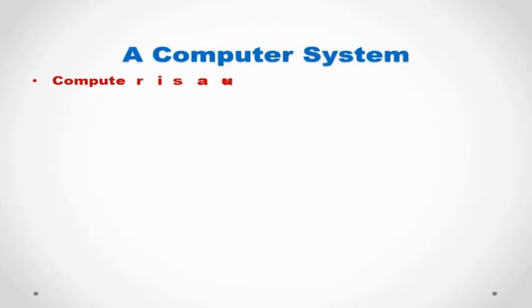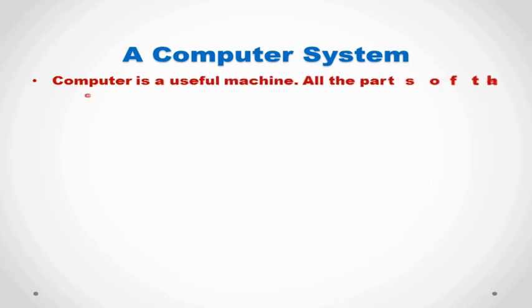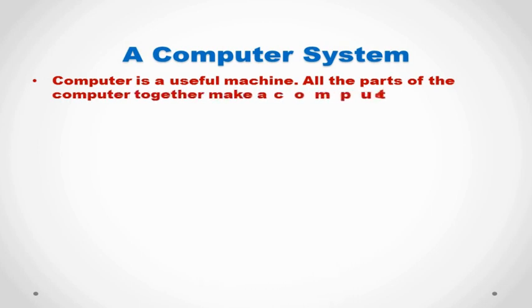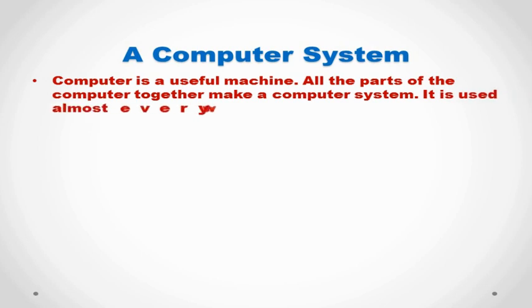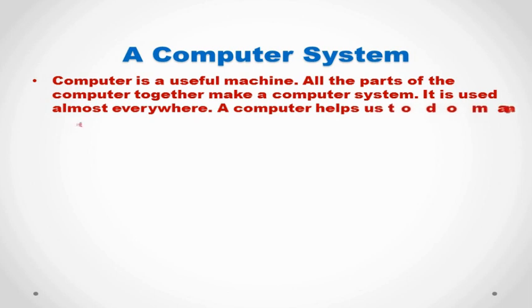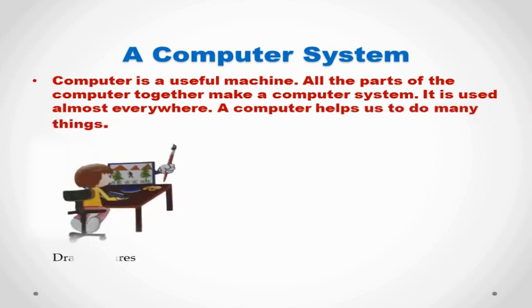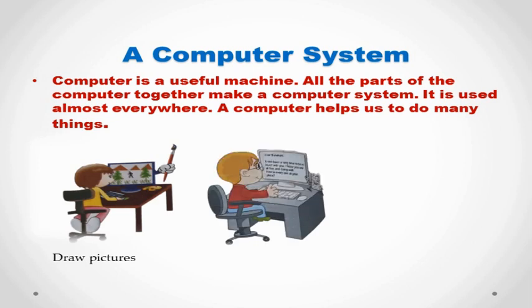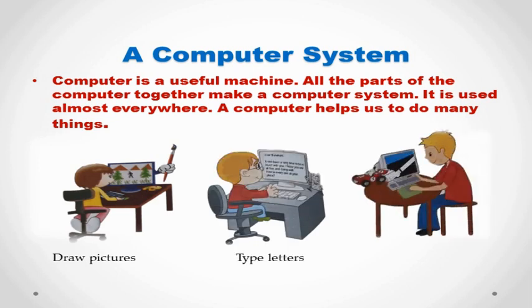A computer system. Computer is a useful machine. All the parts of the computer together make a computer system. It is used almost everywhere. A computer helps us to do many things like draw pictures, type letters, play games, watching movies, etc.